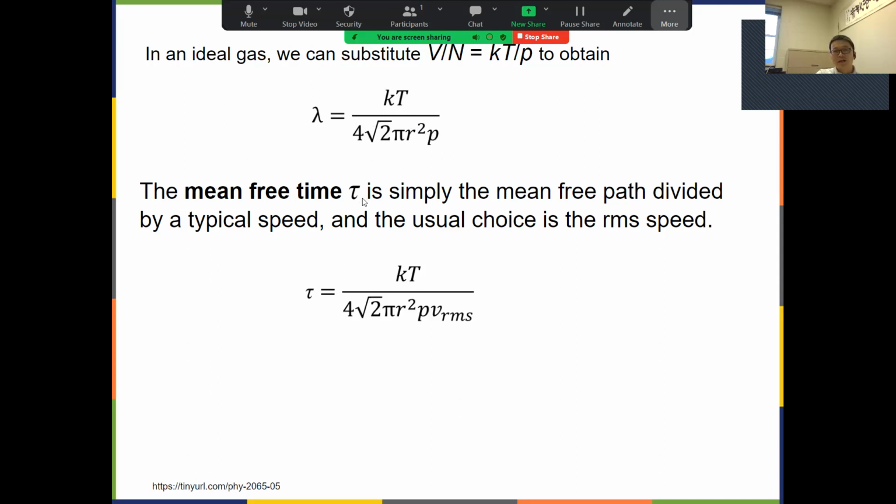The mean free time is simply the mean free path divided by a typical speed, which is the RMS speed. So it will be this divided by the RMS speed. That means, on average, the time between collisions of a particular molecule with another one: kT over 4 times square root 2 pi r squared P times v RMS.